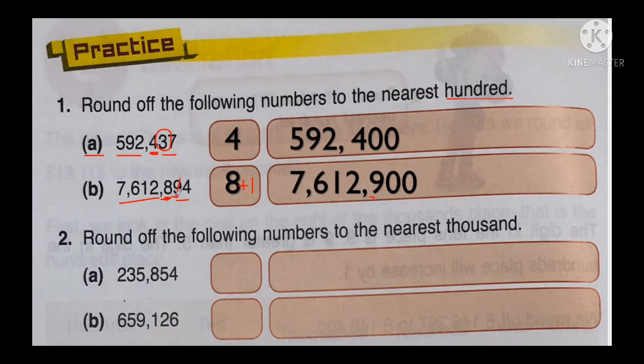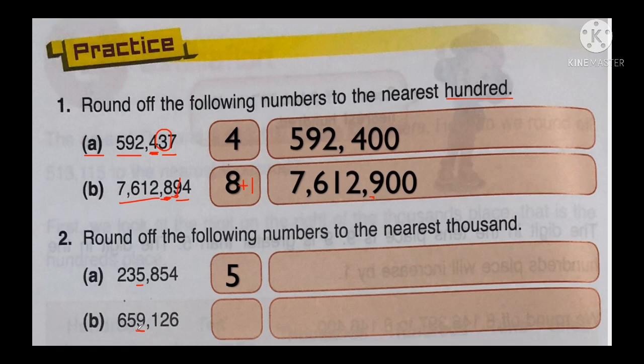Alright? Yes. How about number 2? Round off the following numbers to the nearest 1,000. To the nearest 1,000. So let us first identify the numbers in thousands place. For A, we have 5. Very good. For B, we have 9. Good job.